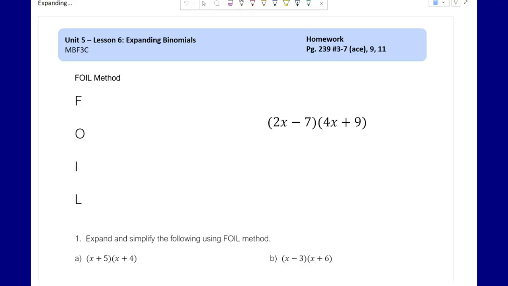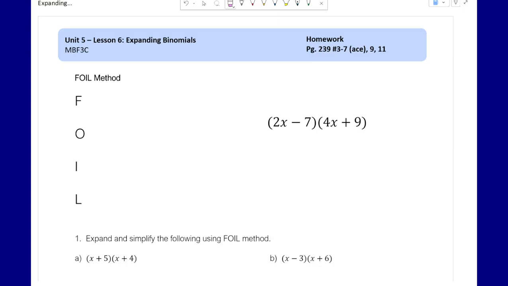We're going to basically be multiplying situations that look like this. Binomials, or a binomial, means two terms. So we're multiplying two terms by two terms, or a bracket that has two terms by another bracket that has two terms.